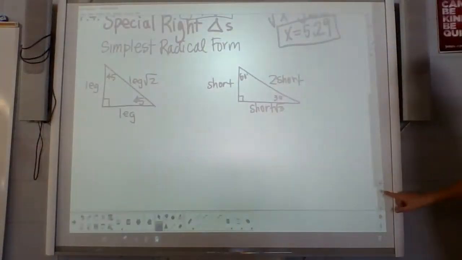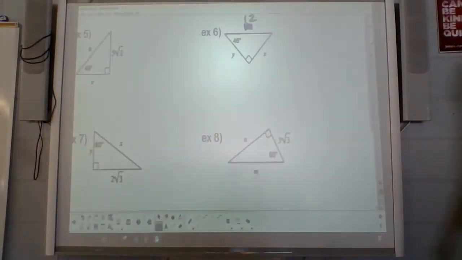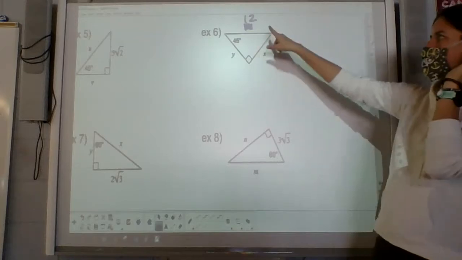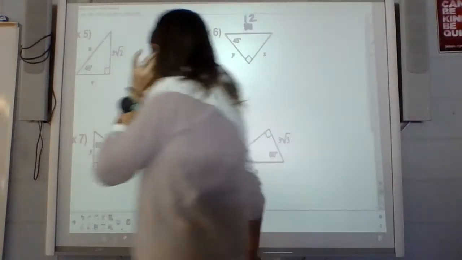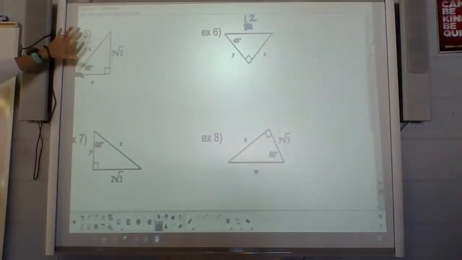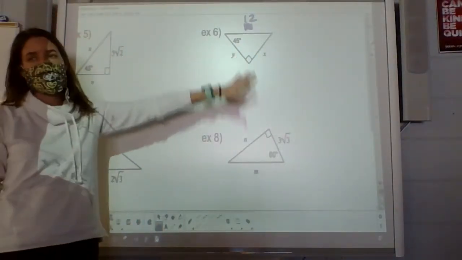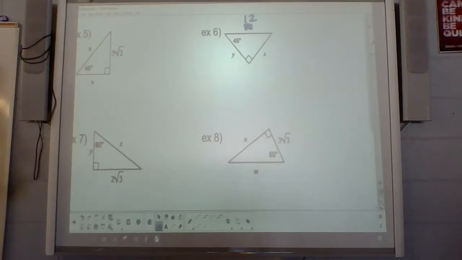Okay. So, example 5, and again, if you didn't hear me before, example 6 we changed to a 12. So example 5 is a 45, 45, 90 along with example 6. They're both 45, 45, 90s. So this is an example where you have the leg, leg square roots of 2.